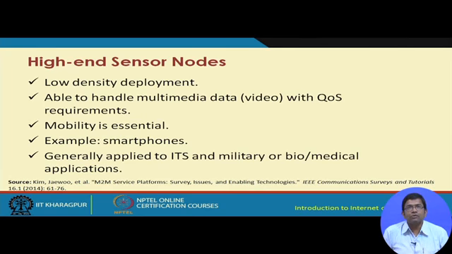High end sensor nodes have low density of deployment. They are able to handle multimedia data or video with quality of service, sometimes even offering quality of service guarantees. Mobility is essential for these nodes, so these are full-fledged nodes with a lot of different capabilities including mobility as well. Smartphones are good examples of this type of node. These nodes are typically used for military or biomedical applications.